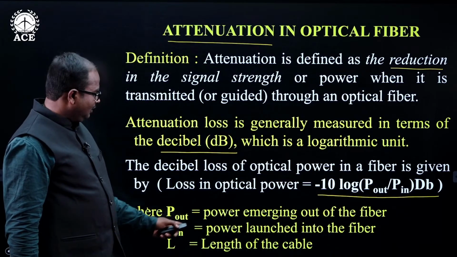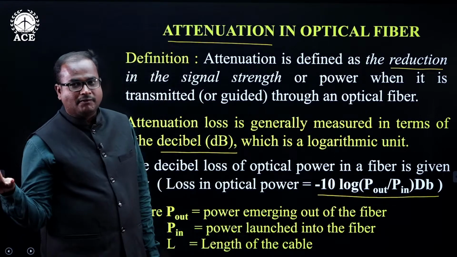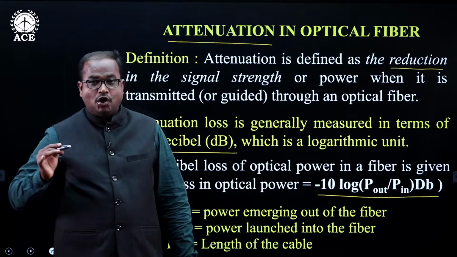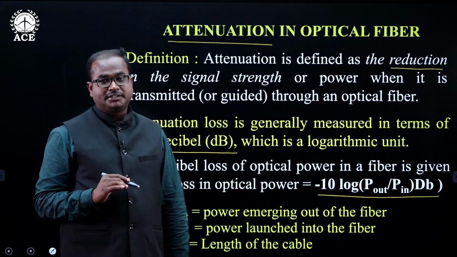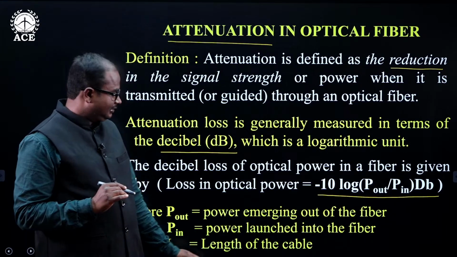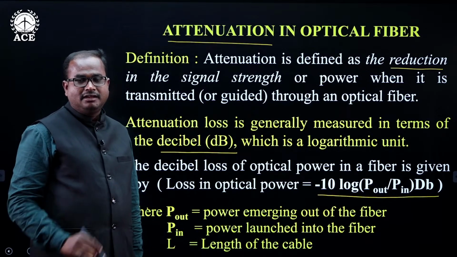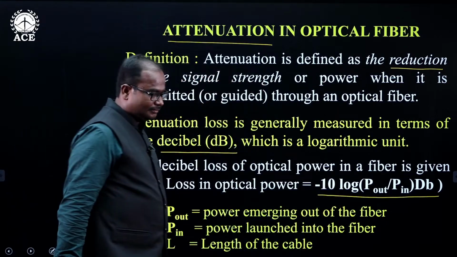P out is the power emerging out of the fiber, that means output power. P in is the power launched into the optical fiber, and L, capital L, is the length of the cable. So this formula is very important.